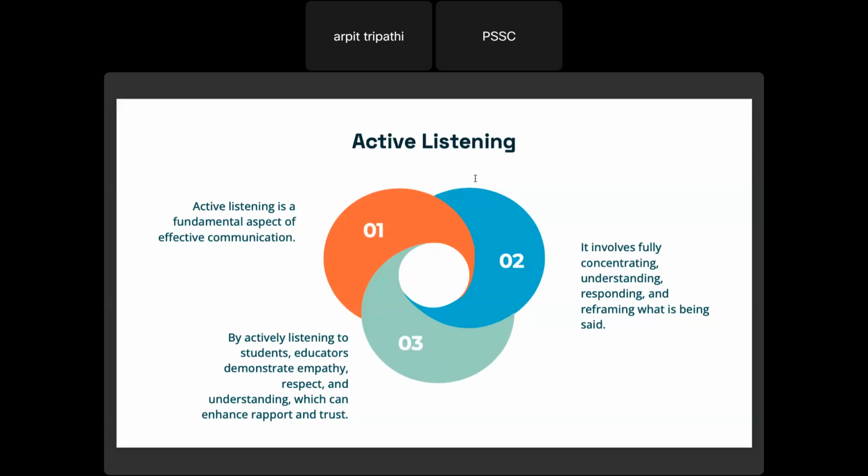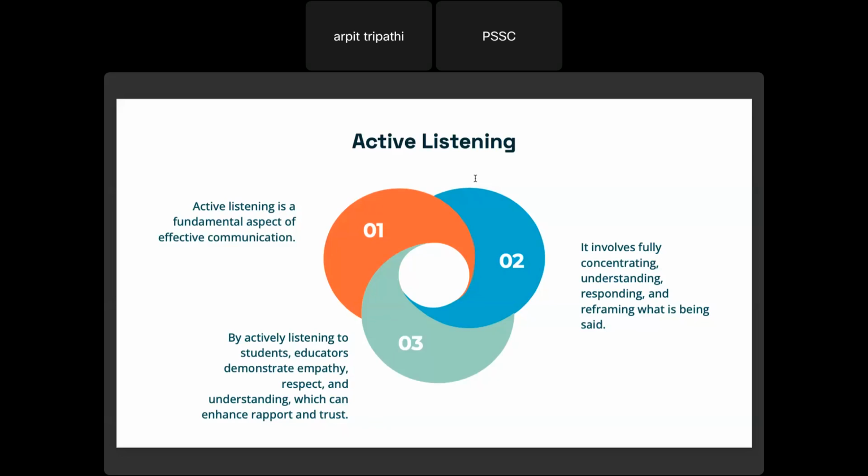And why is it important? So the very first is enhanced understanding. If there is clear and concise language, there is enhanced understanding, because clear and concise language helps convey information in a straightforward manner, making it easier for students to grasp complex concepts and instructions. When educators use simple language without unnecessary jargon or ambiguity, students are more likely to understand the material effectively.